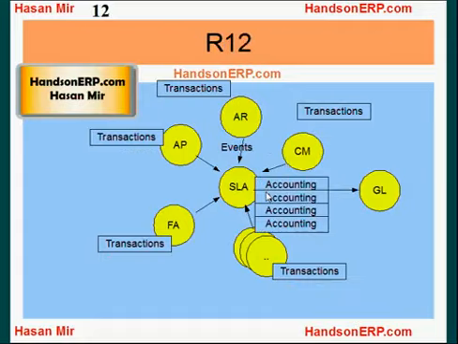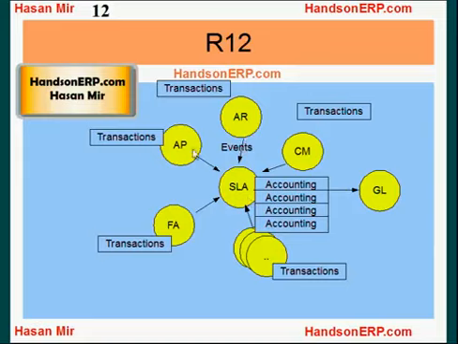Okay, in release 12 most of these problems were fixed, thanks to the SLA module, which sits in the center now. Okay, Subledger Accounting module. Now what happens is when the transactions are entered in subledgers in different modules, accounting is not really created in the modules. Okay, the event is sent over to the SLA module.